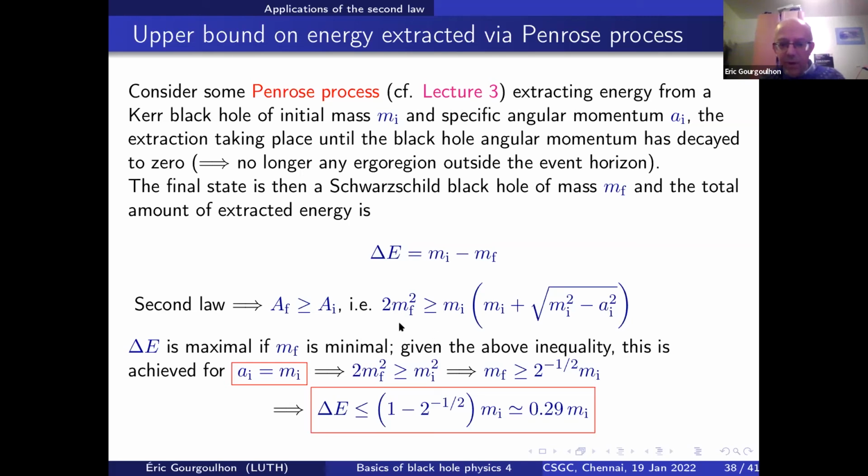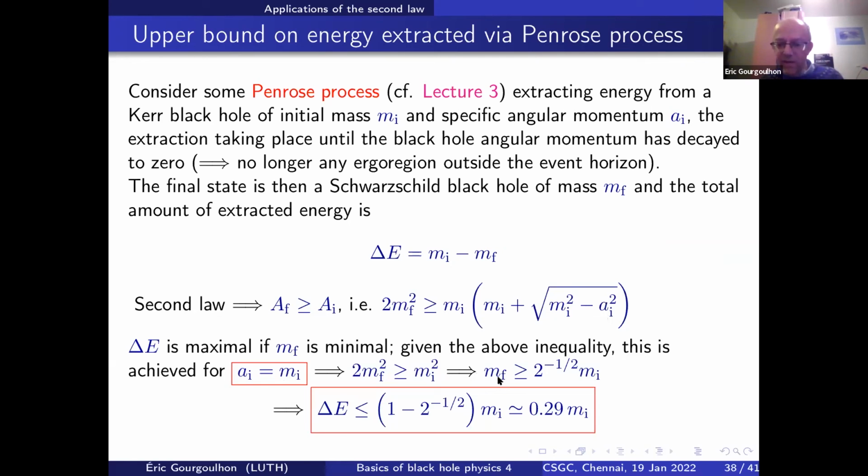And if we want to maximize this energy gain via the Penrose process, we have to end up with a Schwarzschild black hole, a static black hole of mass as low as possible. So to get this minimal, we have to minimize this term here, and it's possible to have it minimal if it is 0, namely if A is equal to M, and A being equal to M means we are dealing with an extremal Kerr black hole at the beginning. Okay, then this is 0, so we get this.